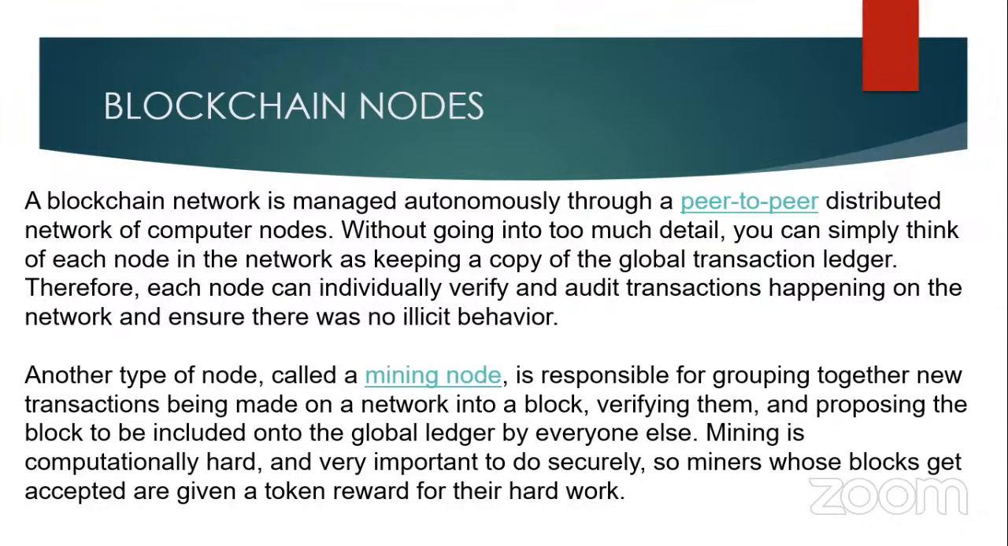No one party controls it. It is public. In fact, a public blockchain is public to everybody, so everybody will see what is happening in that blockchain. Each node can individually verify and audit transactions happening on the network and ensure there was no illicit behavior.